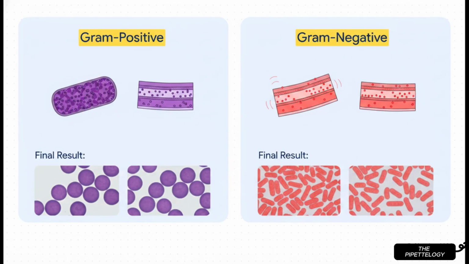Okay, so here's what that looks like in the end. Because of that thick, spongy wall, the gram-positive guys hold on to that primary purple dye. But the gram-negative bacteria with their thin wall, nope, they can't hold it. The dye gets washed right out, and then they pick up the pink counterstain. So the takeaway is super simple. Purple equals gram-positive, pink equals gram-negative. That's the color code every single time.